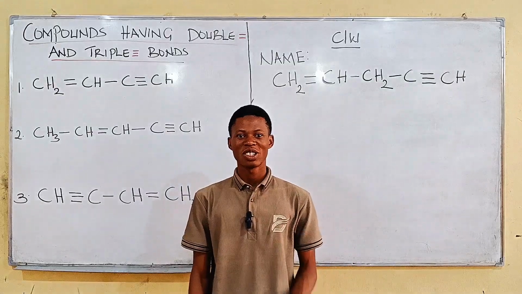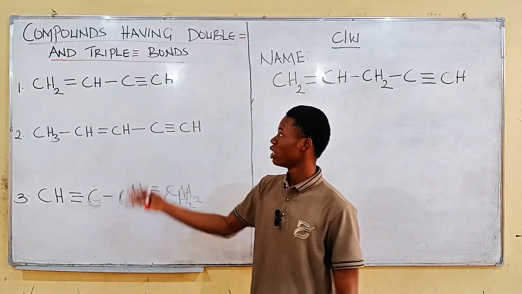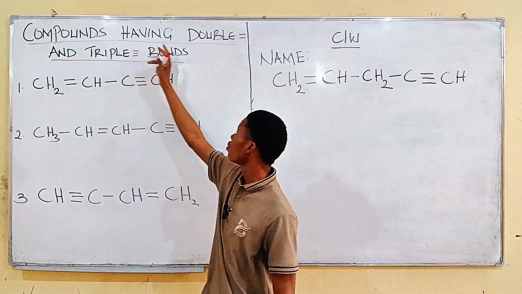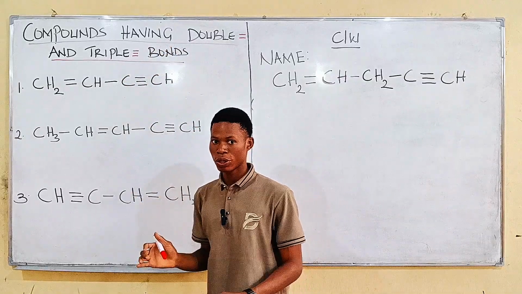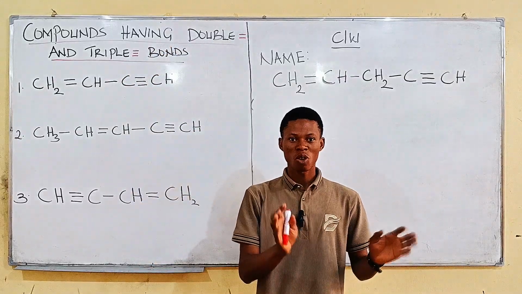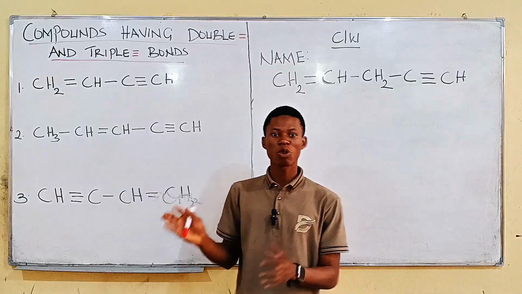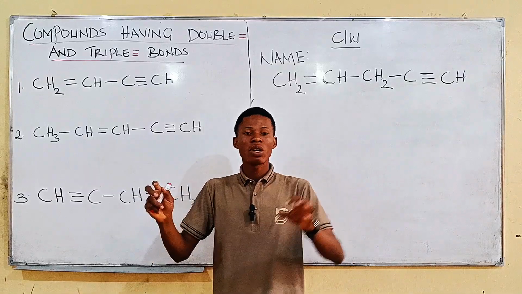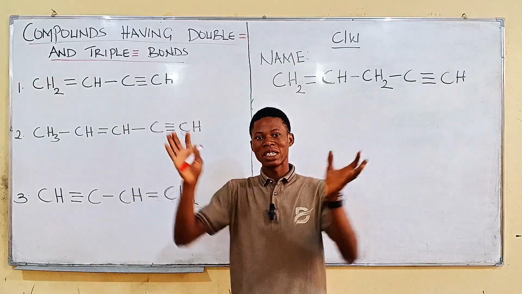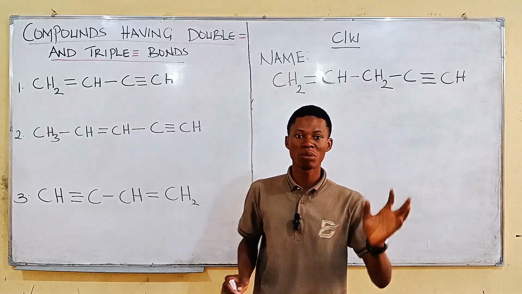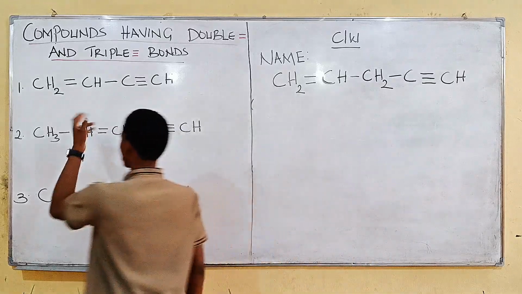Alright, so welcome back. Today we are going to be looking at how to name compounds having double and triple bonds. We've looked at how to name compounds with double bonds. We've seen how to name compounds with triple bonds. Now when you have both double and triple bonds in a compound, how do you name them? Now let's look at the first example here.